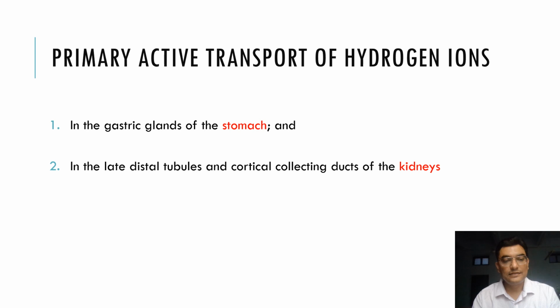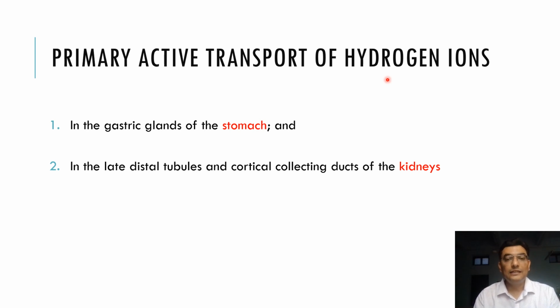Now we will see one more important example of the primary active transport. It is of hydrogen ions. It is particularly important at two places in the body. First of all, in the stomach, in the gastric glands. There are parietal cells which have the primary active transport system of the hydrogen ions. There it secretes hydrochloric acid in the stomach and maintains the acidity in the stomach.